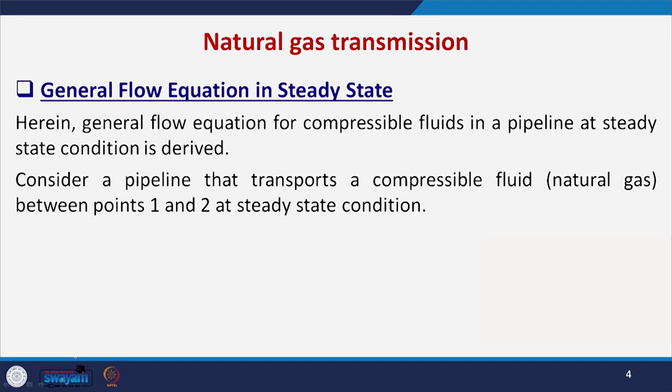So, let us talk about the general flow equation in the steady state. Now, the general flow equation for compressible fluid in a pipeline at steady state condition is usually derived as follows. Let us consider a pipeline that transports compressible fluid, maybe natural gas, from point number 1 to point number 2 at a steady state condition. So, the equation can be written as dm over dt is equal to 0.